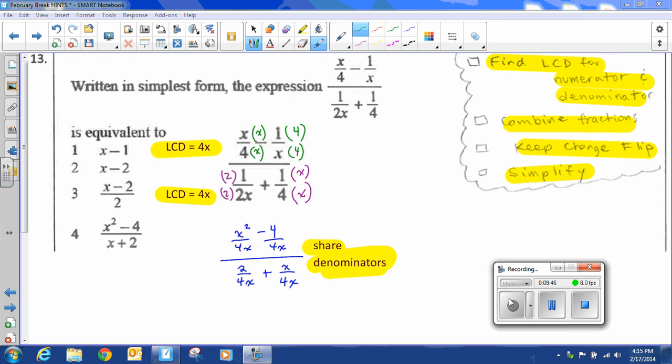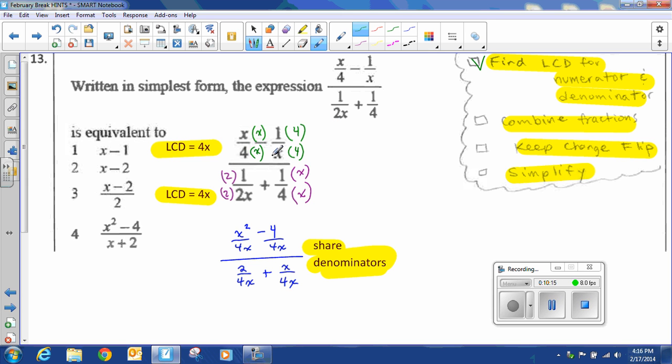Okay, number 13, we need to simplify this complex fraction, and what you have to do is find the LCD for both the numerator and the denominator. So we have two fractions in the numerator. The LCD is 4x. Whenever you're not sure, you can simply multiply 4 times x and multiply the denominators. You will always end up with a common multiple. It may not be the least common multiple, but it will work.